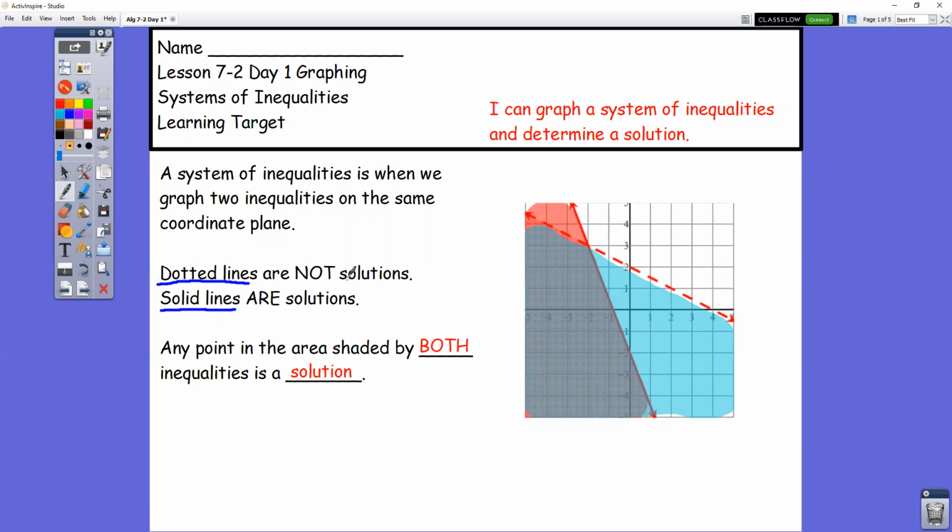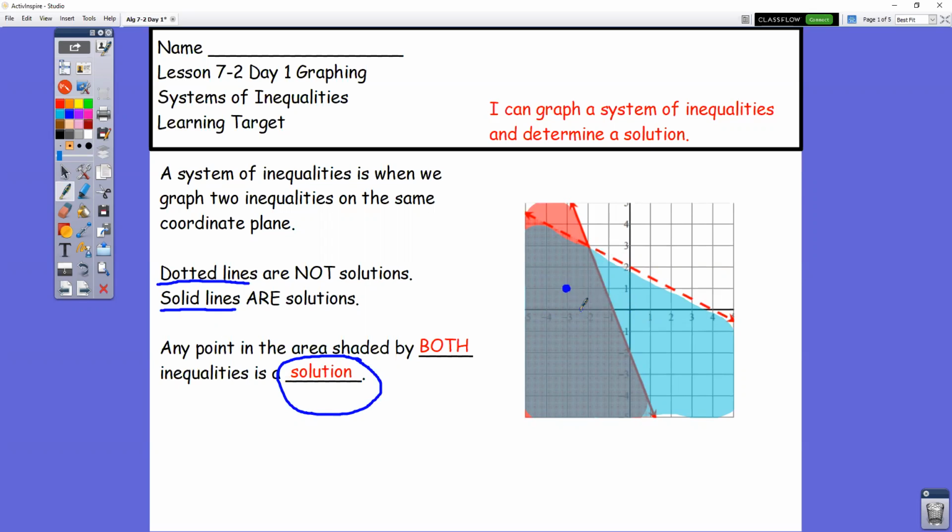So dotted lines don't include the solution, solid lines do. If you notice this one, we graphed this line and we shaded below it in the blue. We graphed this line, we shaded below it in the red. This area, more of a grayish blue color, is the double shaded area. So when you're asked for a solution, you want to pick a point that's in the double shaded area. A point that would be in the double shaded area here would be this point right here.